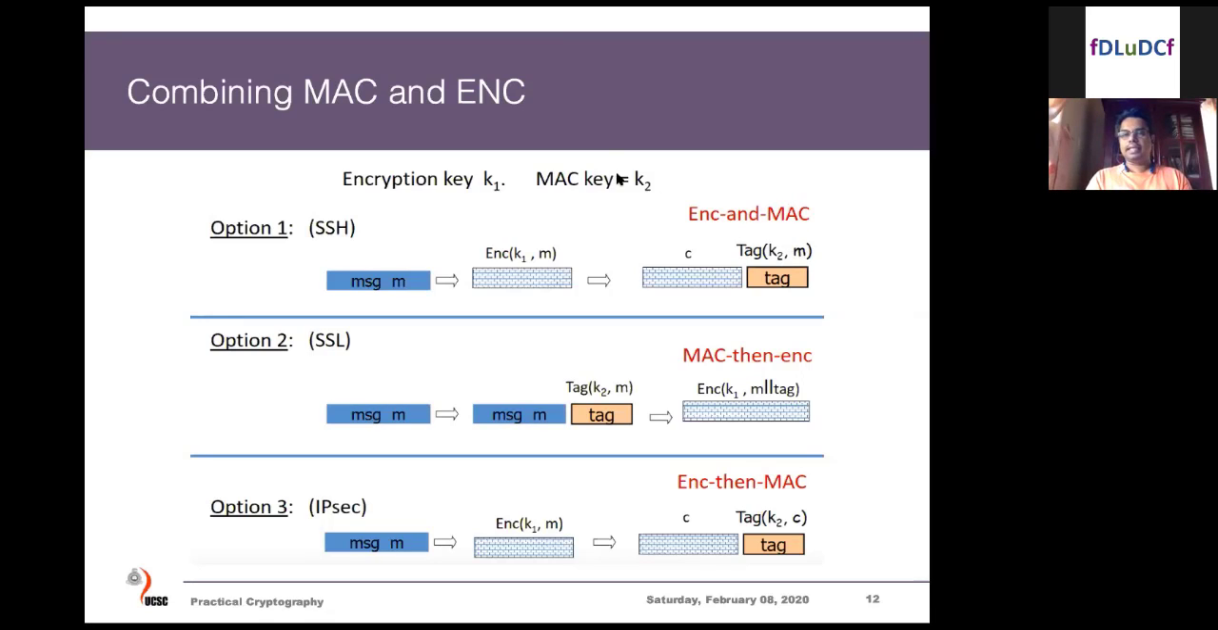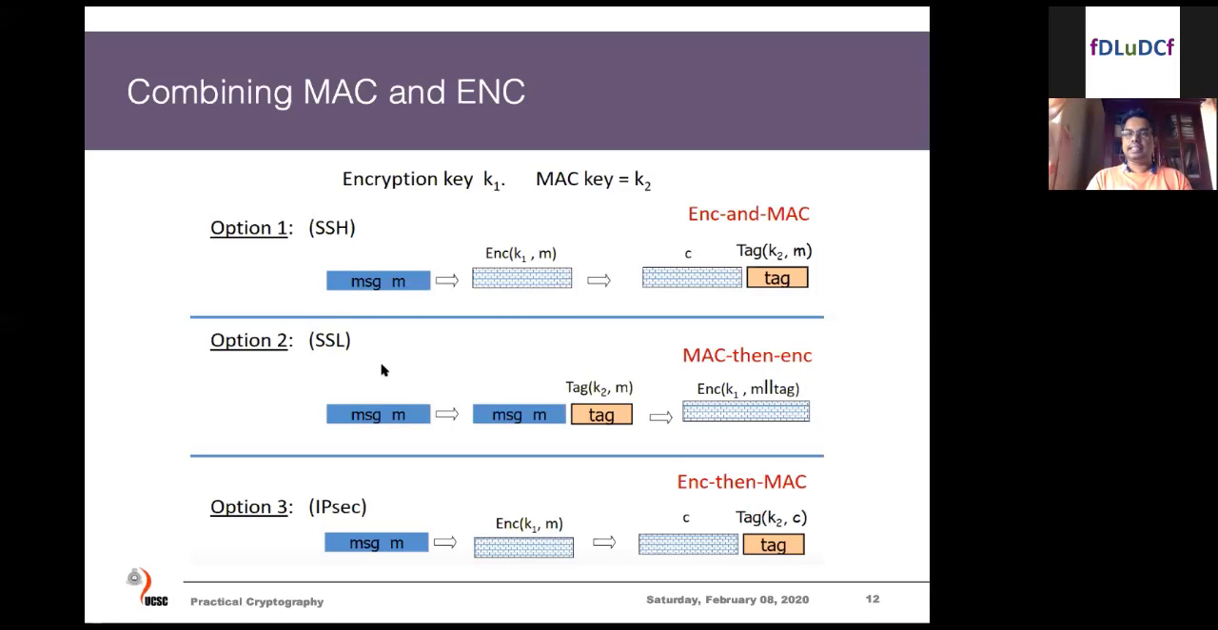So the authentication tag goes with key 2, but this authentication tag is created on the message. That means it is created on the plaintext, not on the ciphertext, and then attached to the message. So if someone alters the ciphertext during the communication, that tag may not detect it, because the authentication tag is created based on the plaintext, or what we call the message. SSH uses it, and then the other option is MAC then encrypt.